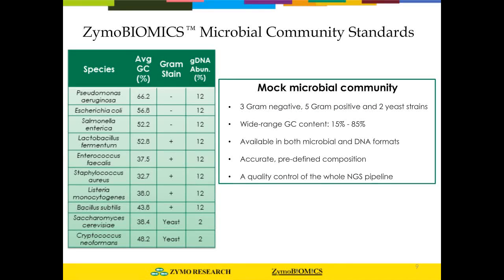So basically, this is a mock microbial community consisting of 3 Gram-negative bacteria, 5 Gram-positive bacteria, and 2 yeast strains, representing different degrees of cell wall recalcitrance and different cell size. The microbes included cover a wide range of GC content, and it is available in both cellular and DNA format. This standard can be used as a defined input for microbiome profiling, assessing bias and errors in the workflow.